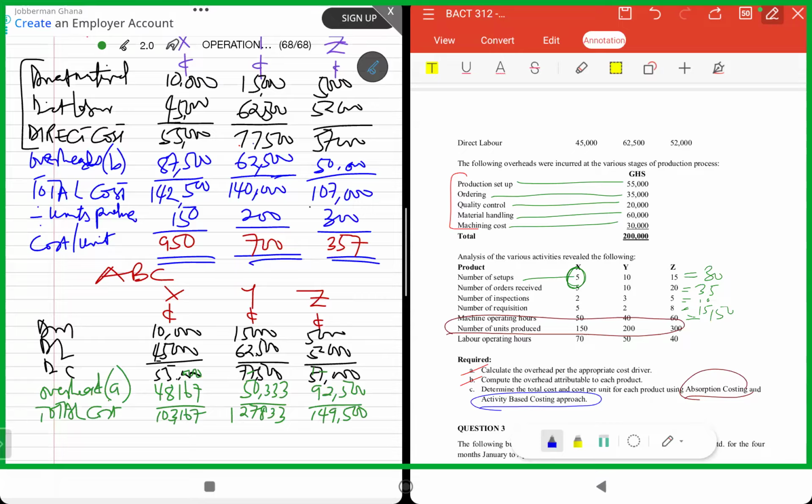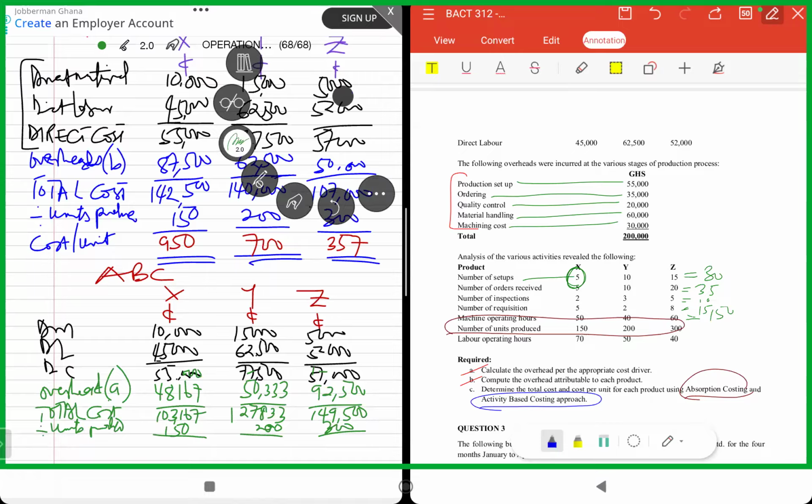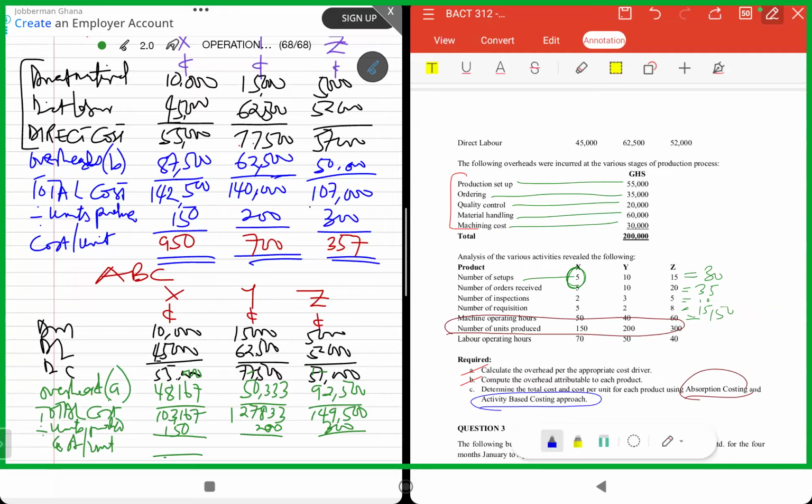When you are done, the same thing. Go and find the units. The units produced. The same units were produced: 150, 200, and what? 300. So what is the cost per unit? The first one is 688.